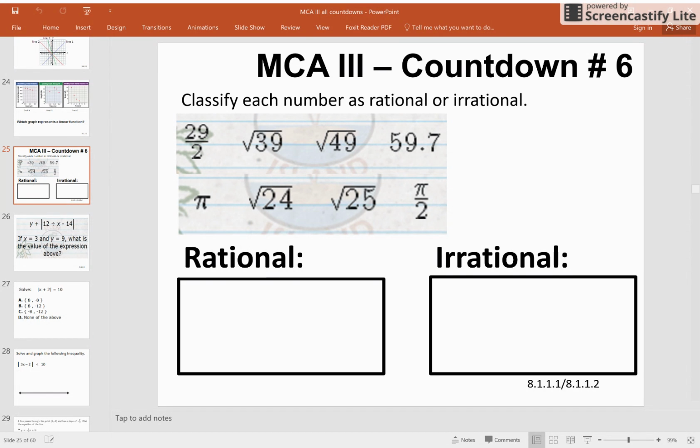Again, is there a number that multiplies by itself to give you 24? Nope. Is there a number that is multiplied by itself to give you 25? Yes, that would be 5. That's rational. And anything dealing with pi is going to be over here in irrational. So pi divided by 2 will be irrational. So 4 and 4 for this problem.